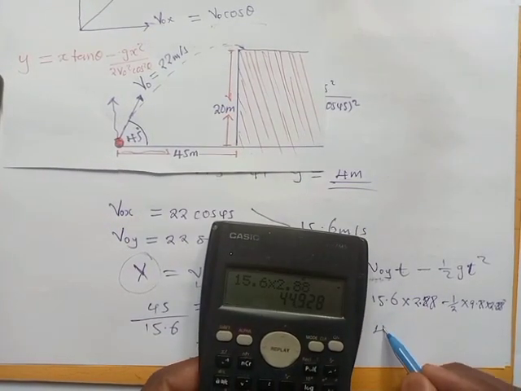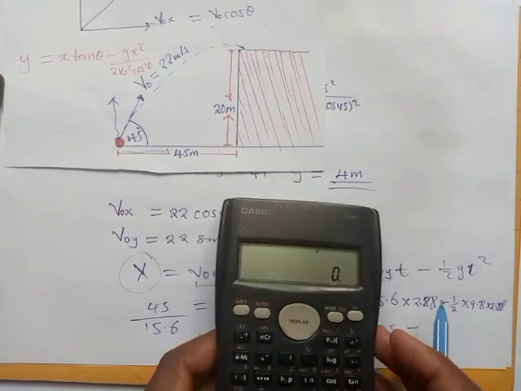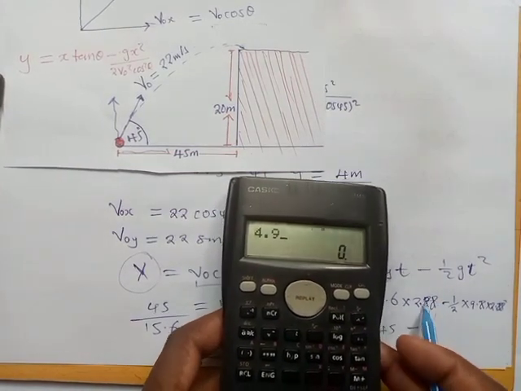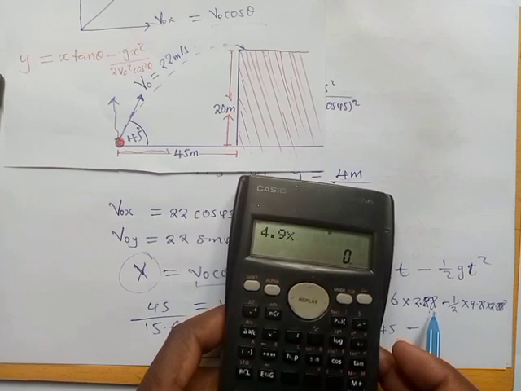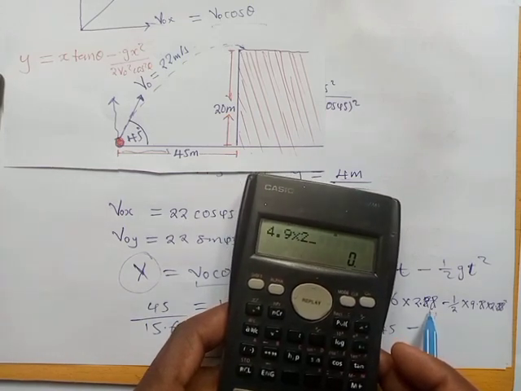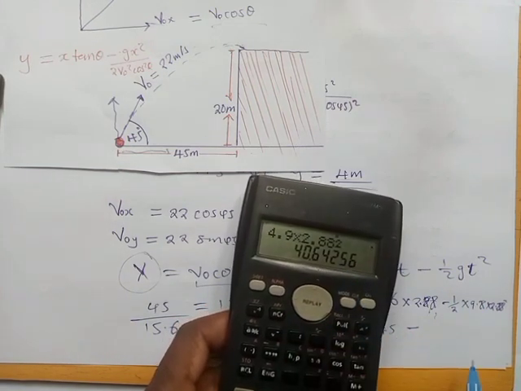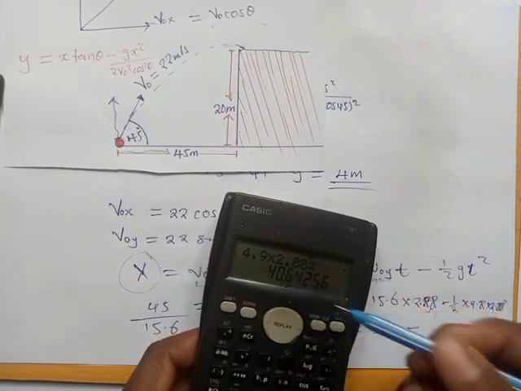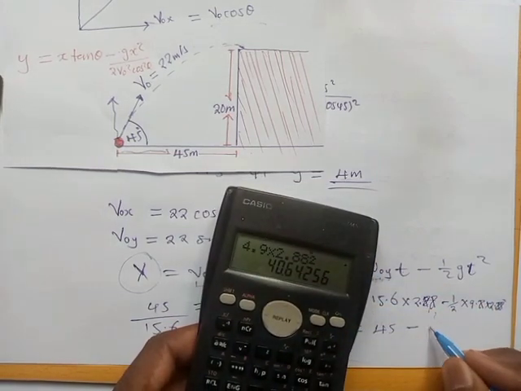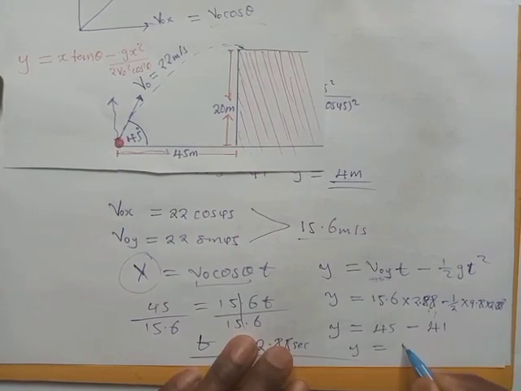Minus, if you divide this into that, you're going to get 4.9 multiplied by 2.88 squared. What answer are you going to get? Definitely, if you plug this in and round off, you're going to get 41. If you subtract, definitely this also is going to give us the answer of 4 meters.